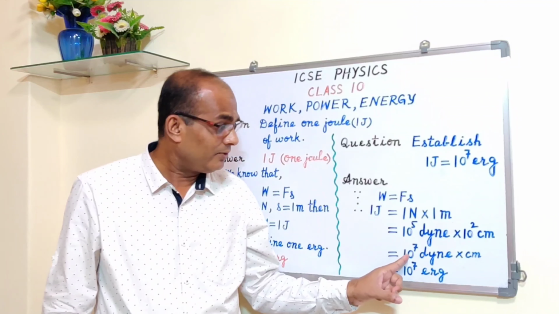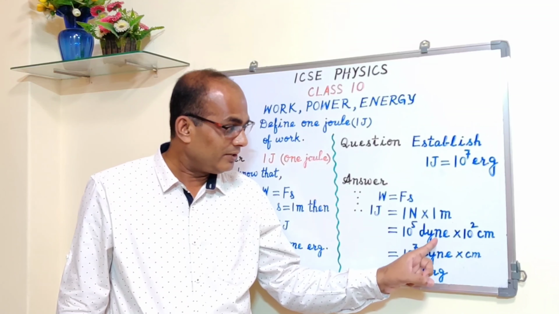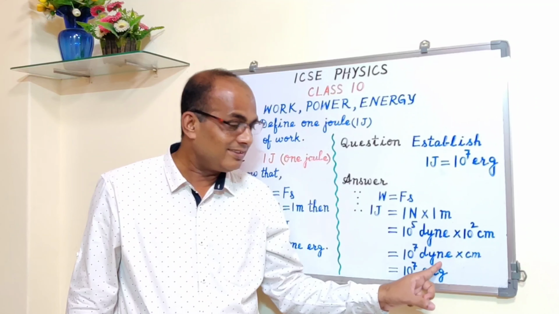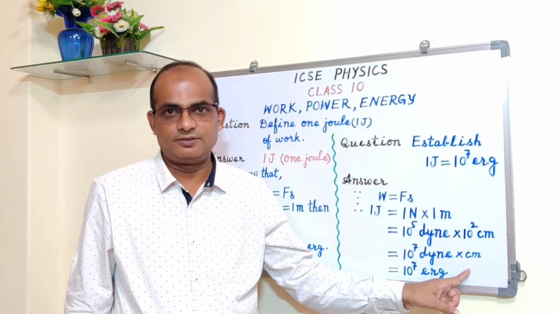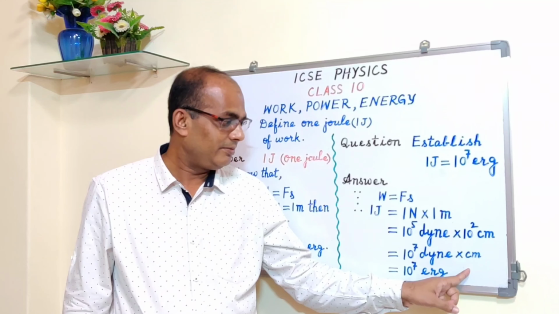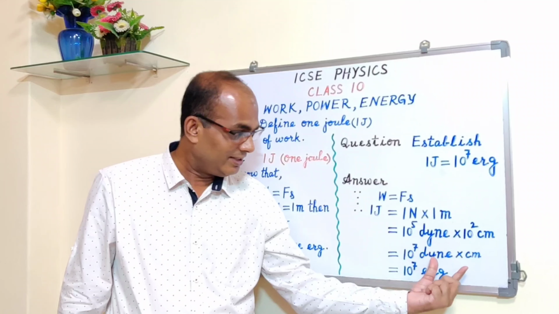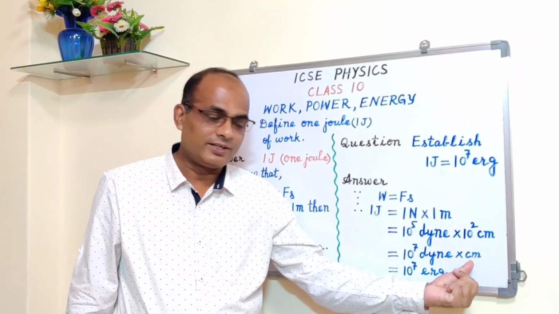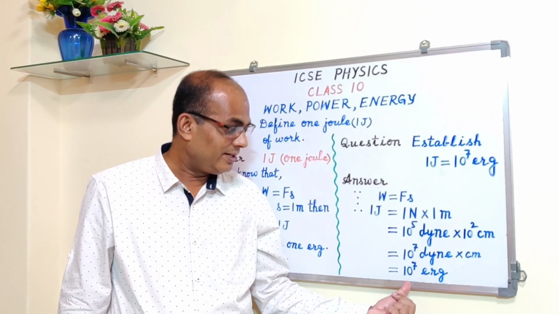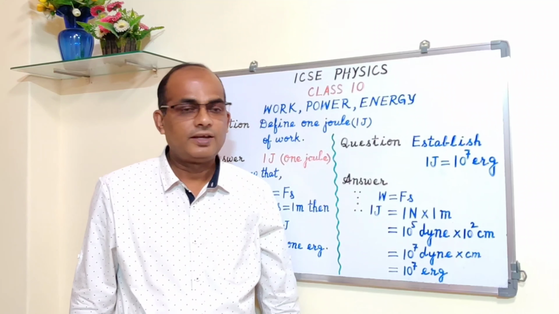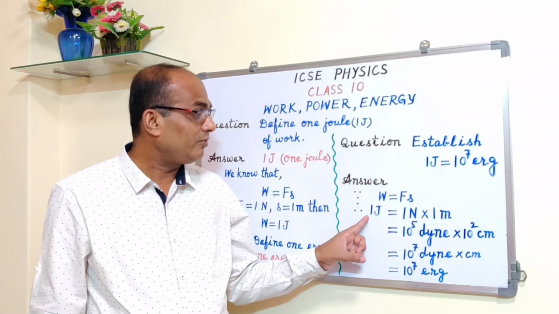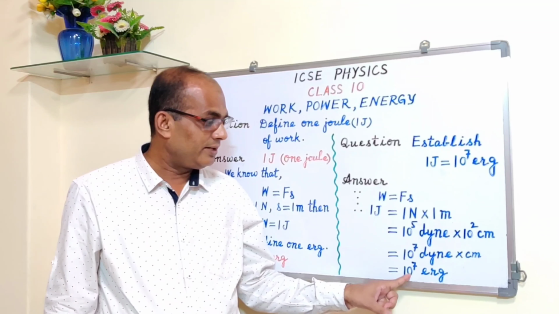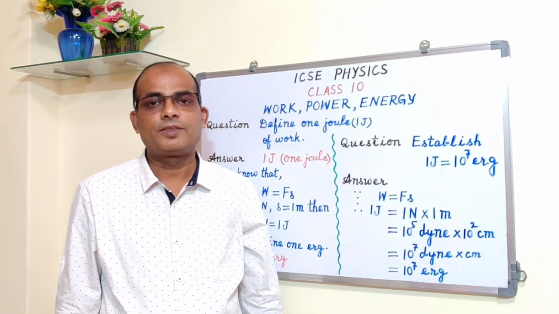And directly don't write down here only erg. First you write down dyne into centimeter, because it is dyne into centimeter which is erg. 1 dyne centimeter is equal to 1 erg. So in this step please write down 10 raised to the power 7 dyne into centimeter, and then write down 10 raised to the power 7 erg. So the relation we obtained, 1 joule is equal to 10 raised to the power 7 erg.